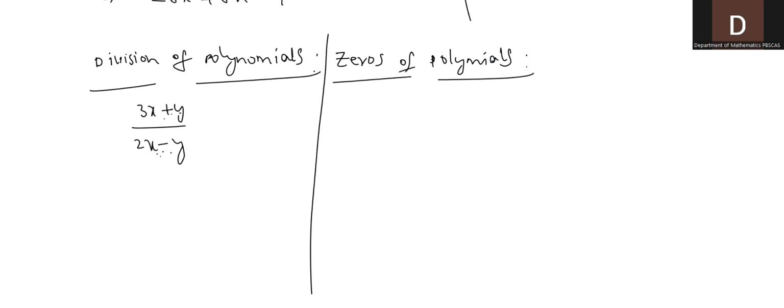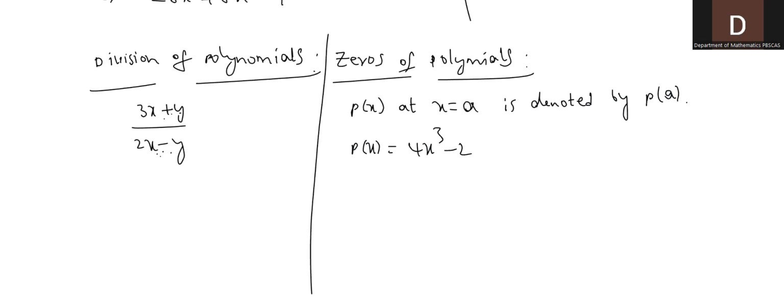The value of a polynomial obtained by putting a particular value of the variable is called the value of the polynomial. Suppose p(x) is the polynomial, and at x equal to some value, say a, it is denoted by p(a). Take p(x) = 4x³ − 2x² + 2x − 2. Put x = 1, that is p(1).